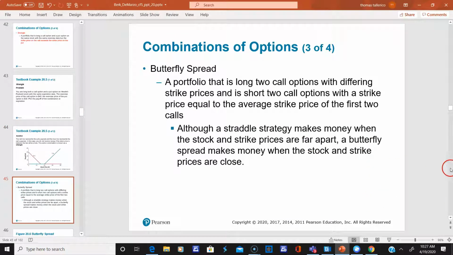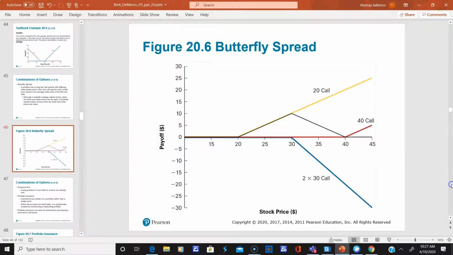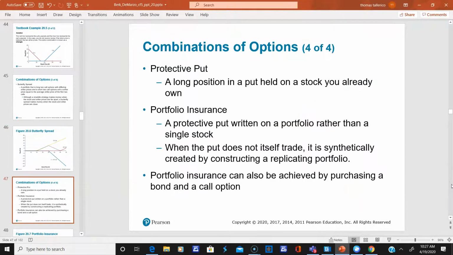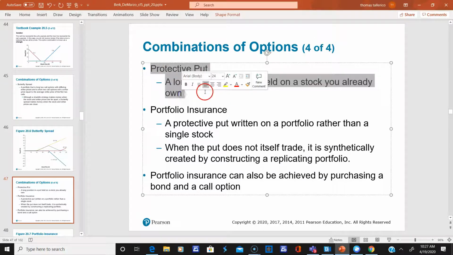All right, so I'm going to bypass the butterfly spread. And of course, you have a protective put to protect the stock you own. So a protective put is a long position in a put held on the stock you already own. That's an important one, and that's how you would protect your portfolio.